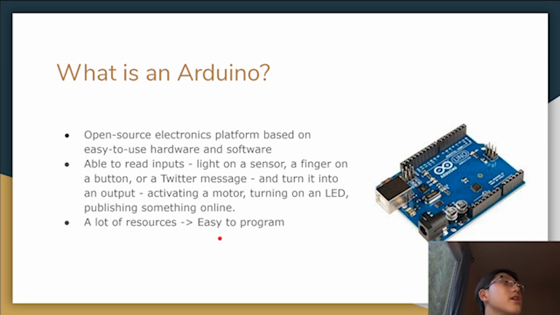So, what is an Arduino? An Arduino is an open source electronics platform based on easy to use hardware and software. It is able to read inputs such as a light on a sensor, a finger on a button, or a Twitter message, and turn it into an output, such as activating a motor, turning on an LED, or publishing something online. Arduino is easy to learn as there are many resources online and code sources for your projects.